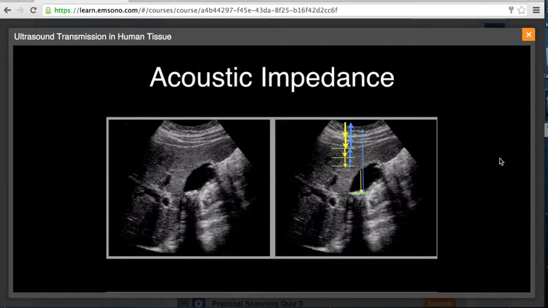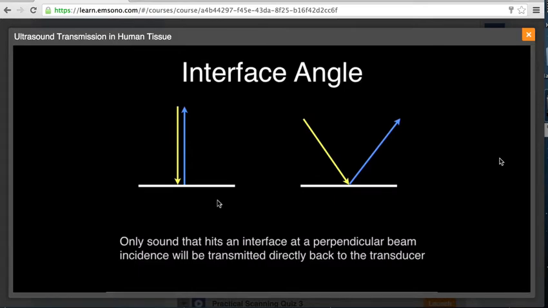It's important to remember that only sound that hits an interface at a perpendicular beam incidence will be transmitted directly back. It's basically angle in is angle out. So it's important that when you're scanning, you want to stay as close to perpendicular as possible to the target organ. Now, it's not possible to remain perpendicular to every structure within the scanning region, but you want to stay as close as possible to 90 degrees to the target interface. This is where you're going to get the best image quality.